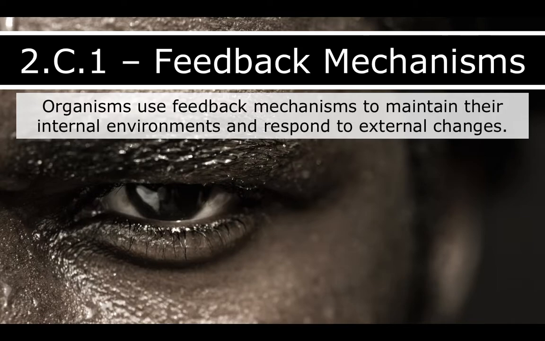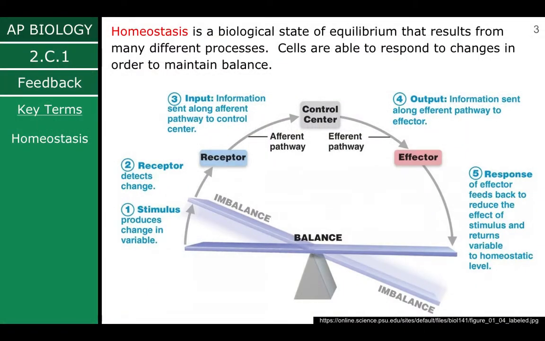So what are feedback mechanisms? Feedback mechanisms are used to maintain internal environments and to respond to external changes. So the first thing is this idea of homeostasis, which we have talked about a bit. Homeostasis is a biological state of equilibrium that results from many processes. Cells are able to respond to changes in order to maintain balance.